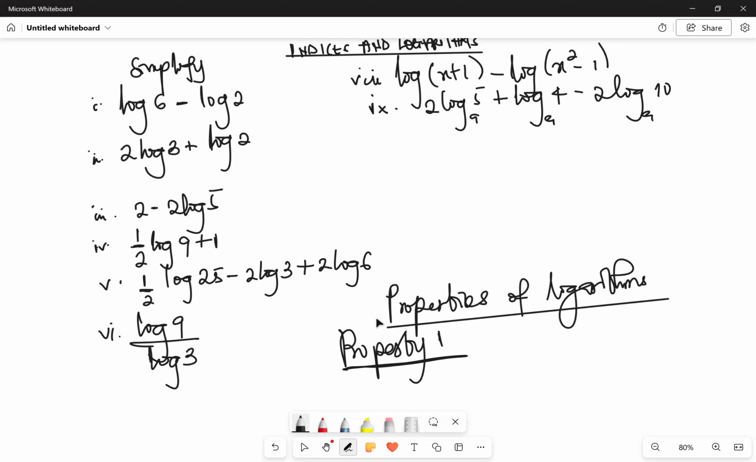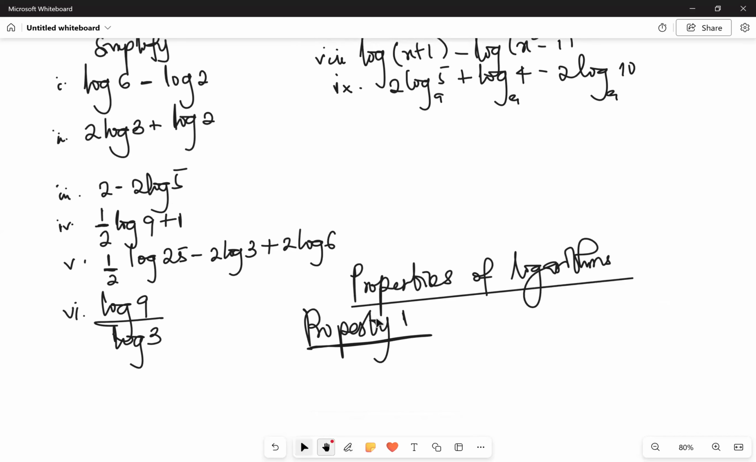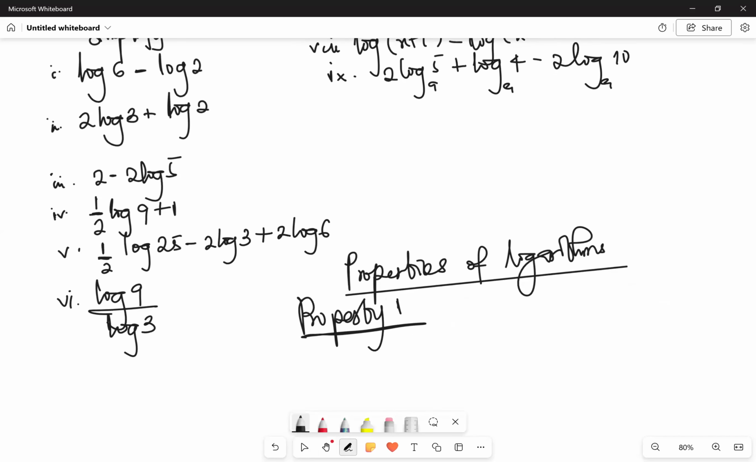Now property 1. If you have the log of a number to the base of the same number, the answer is simply 1. Don't attach log to it. So when you have the log of a number to the base of the same number, as long as the number in the base is the same, the answer is automatically 1.